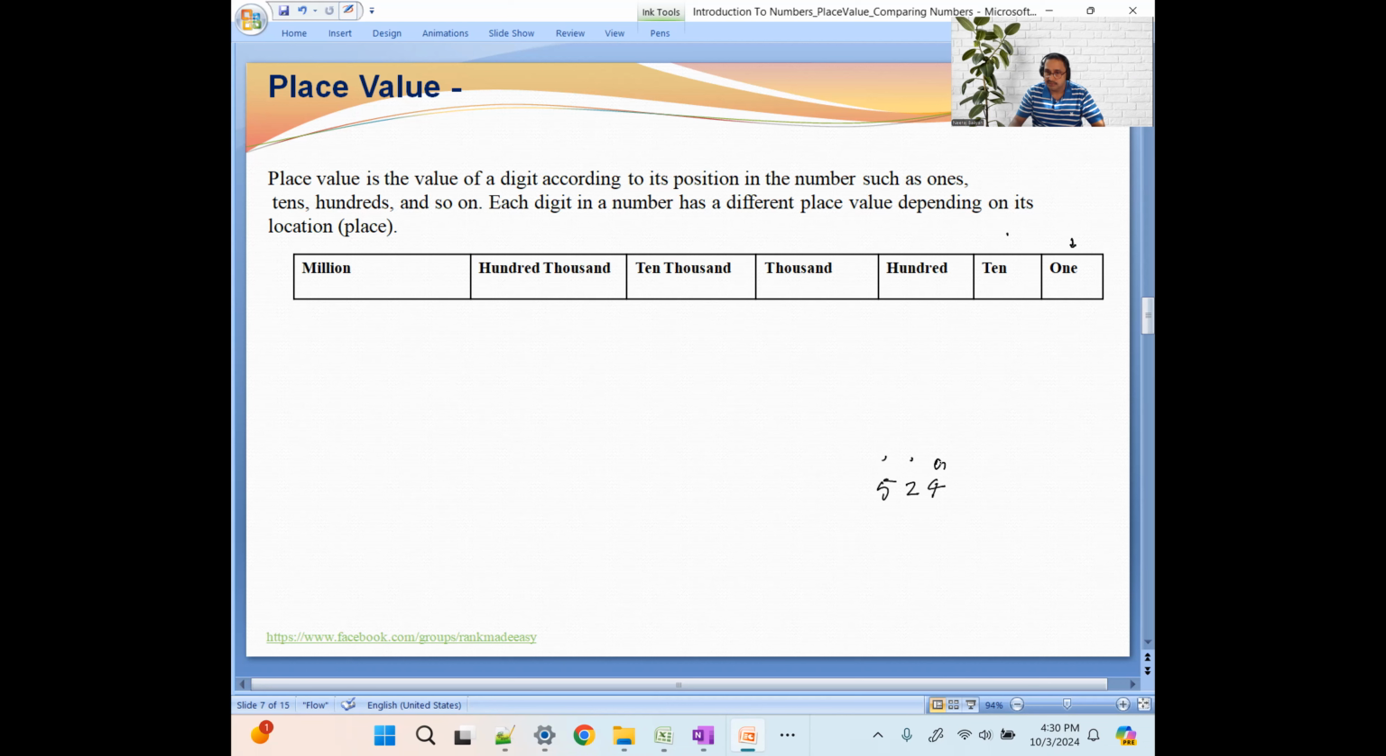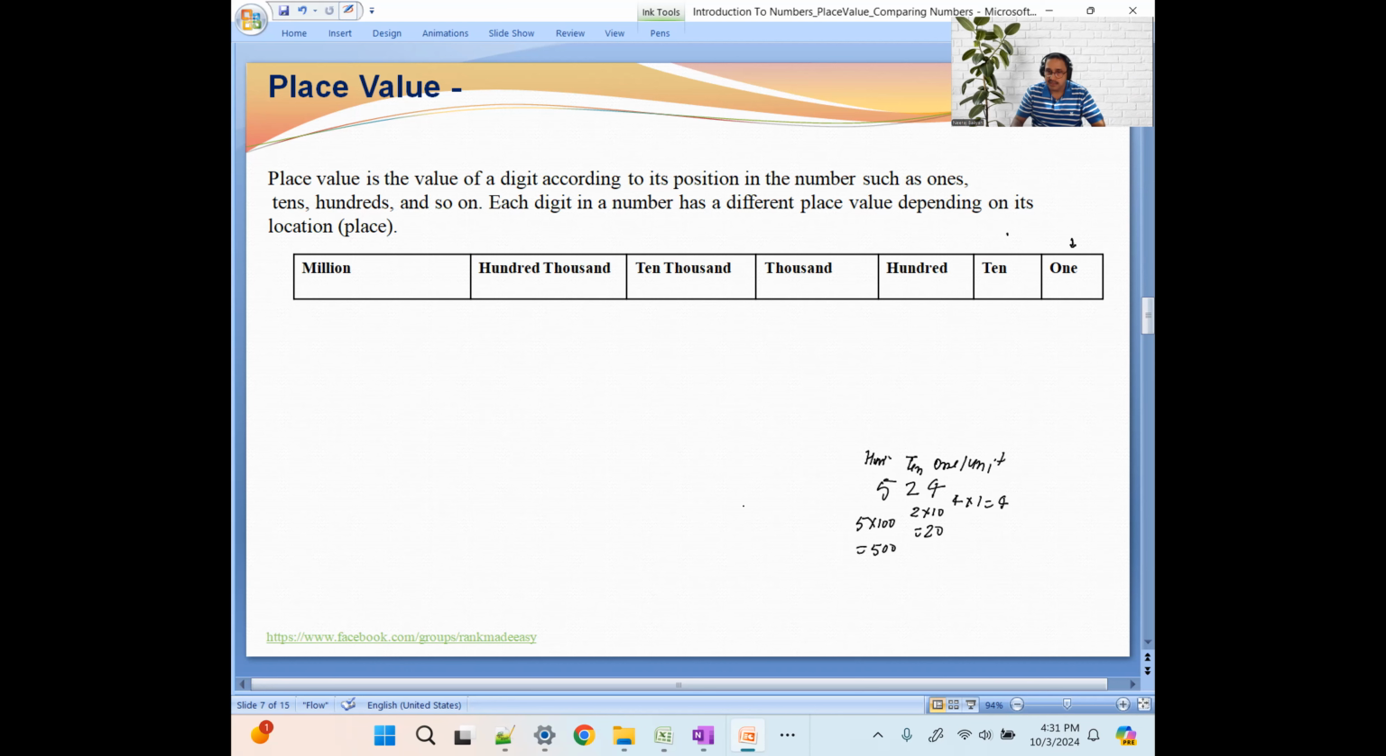This is 1, or unit. What will you write on top of 2? 10. What will you write on top of 5? 100. So the place value of 5 will be 5 times 100 is equal to 500. Place value of 2 will be 2 times 10 is equal to 20. And place value of 4 will be 4 times 1 is equal to 4.